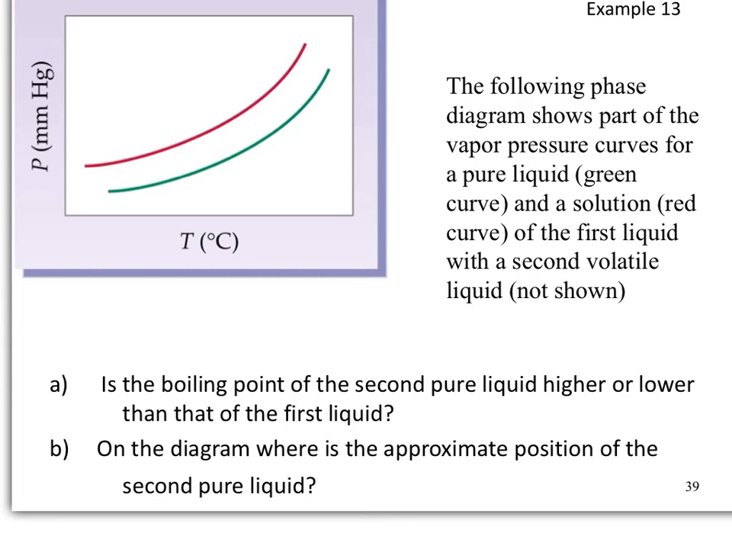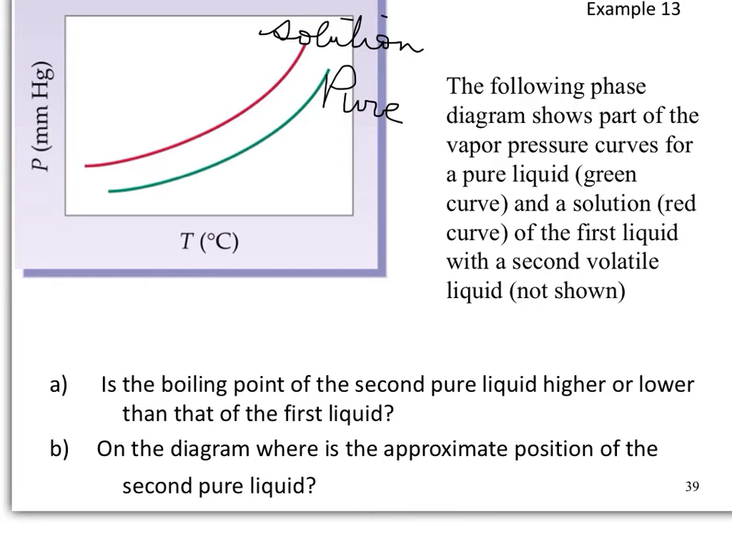All right, let's take a look at another question. The question is, the following phase diagram shows the part of vapor pressure curves for a pure liquid, green. So this is pure. And a solution, which is the red curve. So this is the solution of the first liquid with a second volatile liquid. So the second volatile liquid has not been shown.